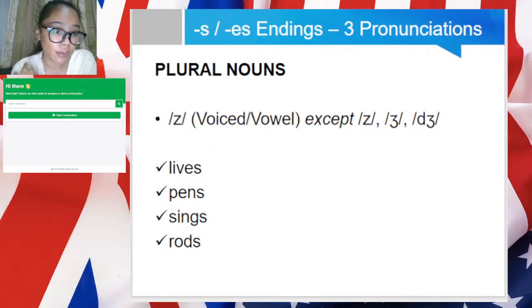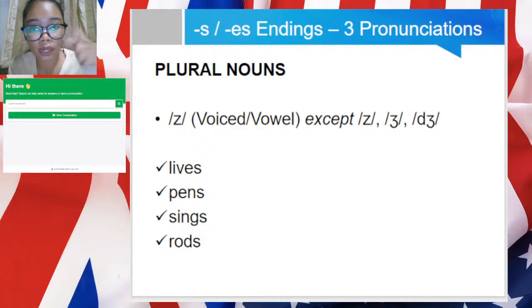And lastly, we have words ending in d, such as words like "rods." Okay, that is for rule number two. Are we following so far? Let me see my screen. I hope my screen is matching. Yeah, it's okay. It's all good. Are we following so far? Are we good, everyone? Everybody following? Are we clear on this?